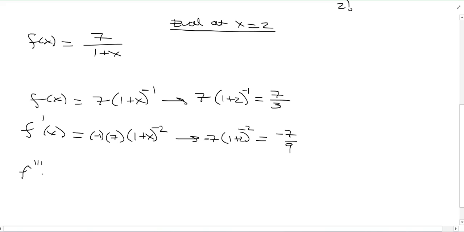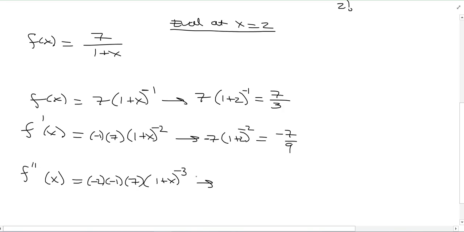The third derivative evaluated at 2. Actually, I'm just kidding, the second derivative. f of x, f prime of x, f double prime. So now bring the exponent down. So it's minus 2 times minus 1 times 7. In your homework, we're just going to the first four non-zero terms, but let's find the pattern just to get practice with that. So 1 plus x to the negative 3, right? You subtract 1 from the exponent.